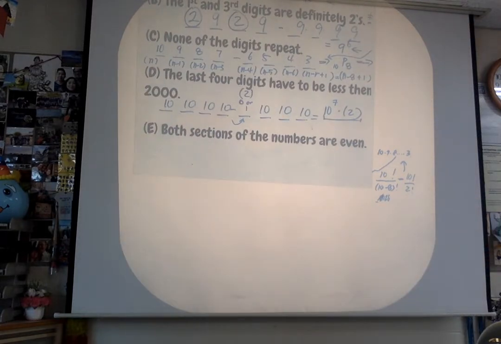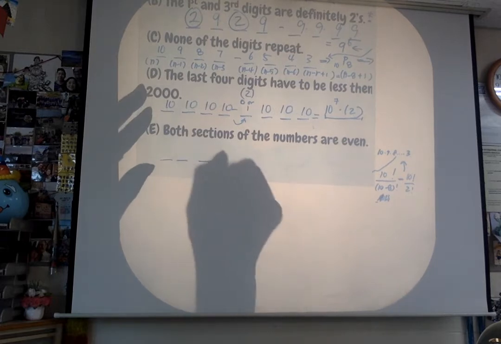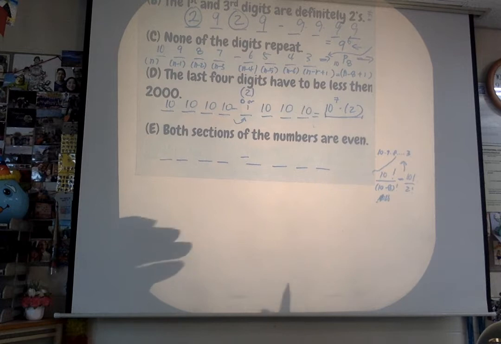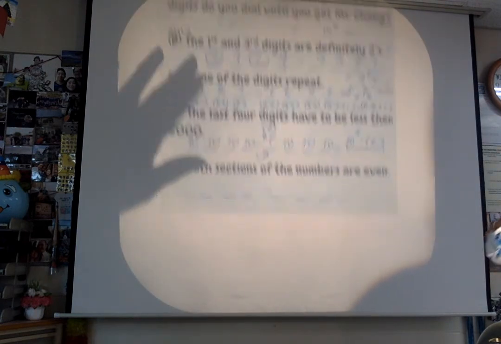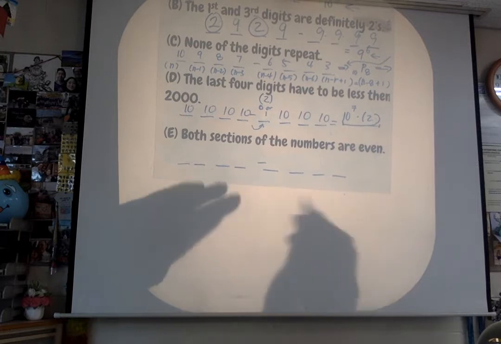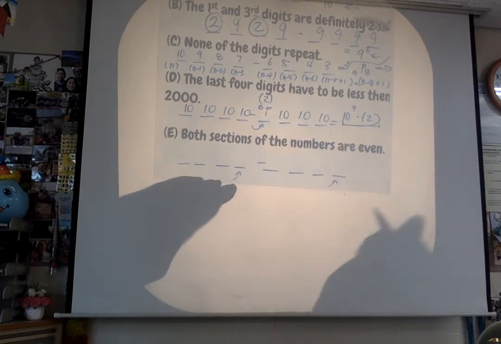How about this? Both sections of the number are even. That's interesting. Both sections even. That means, well, which digit is the only one that matters, right? So anytime you want to stop and think about it, you should just stop the video, okay? Think about it, you guys. Both sections are even. That means only the last digit counts. They have to be even.